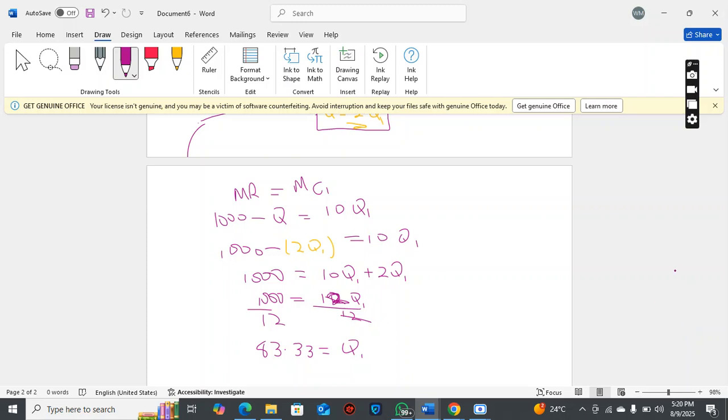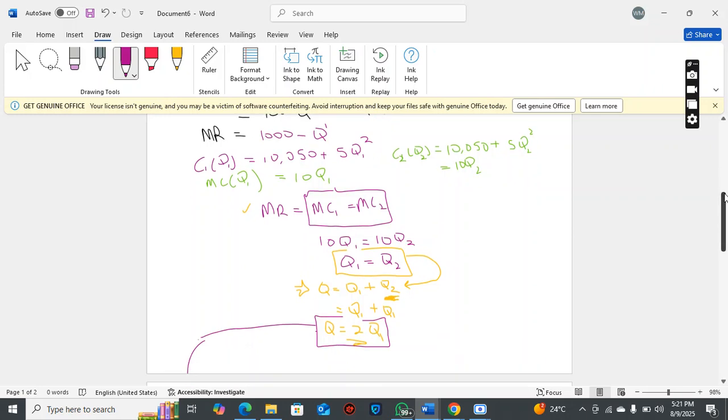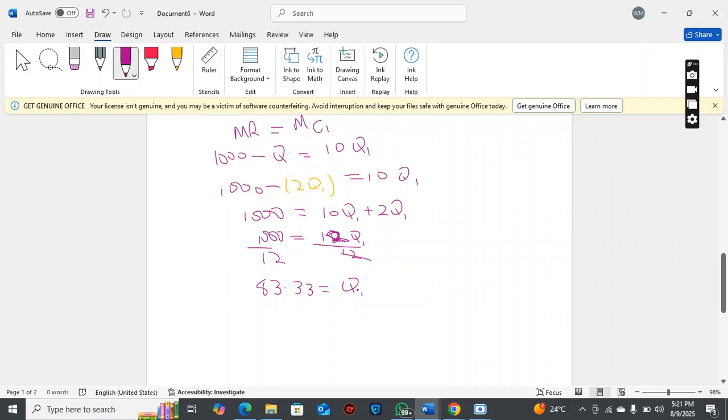So we want to find now the value of Q2. Now if you remember, we've been told Q1 equals Q2. So Q2 is also 83.33. So colleagues, you only do this if they're identical. If they're not identical, then you have to use the long route. Here we go with identical cost functions. So Q2 also equals 83.33.